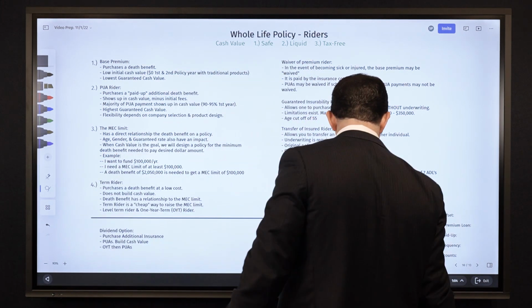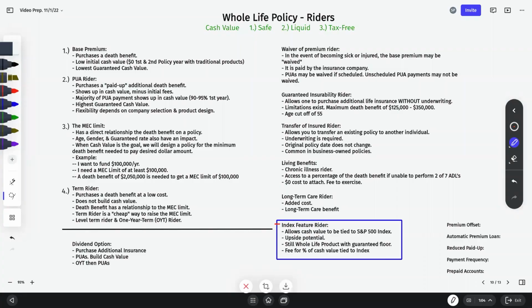All right. So what we've got here, the indexed feature rider, what it does is it allows your cash value to be tied to the S&P 500 index. And what this does is give you greater upside potential with respect to cash value earnings. How indexing works is if the S&P 500 index goes up, your cash value goes up with it. And if the market goes down, the S&P 500, you do not participate in its losses. You would still receive the guaranteed rate, or the guaranteed floor is the specific language we want to use in this case. So you've got upside potential where you can participate with the market earnings.